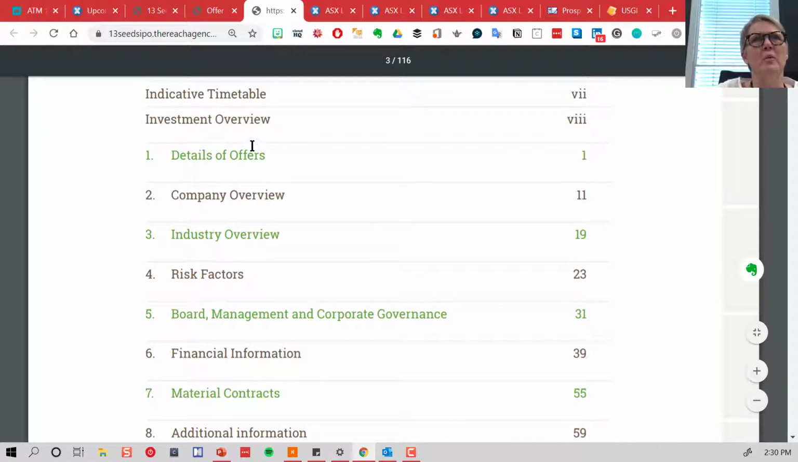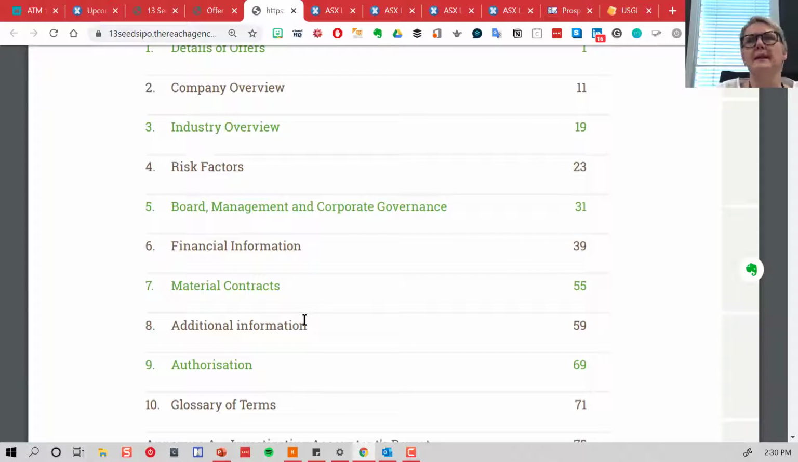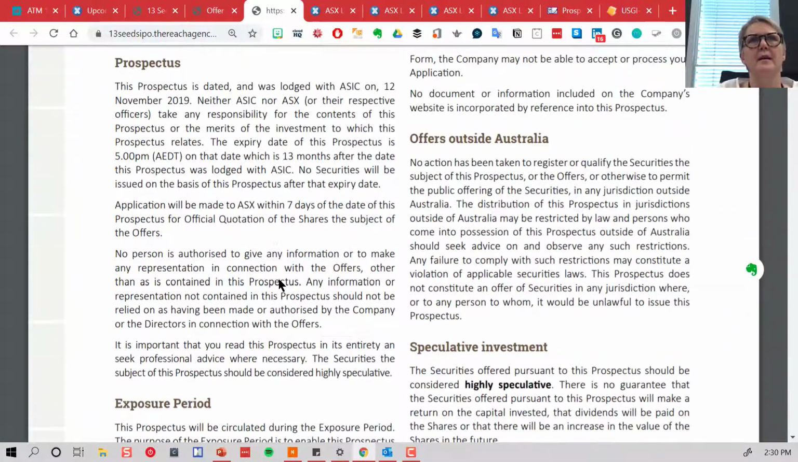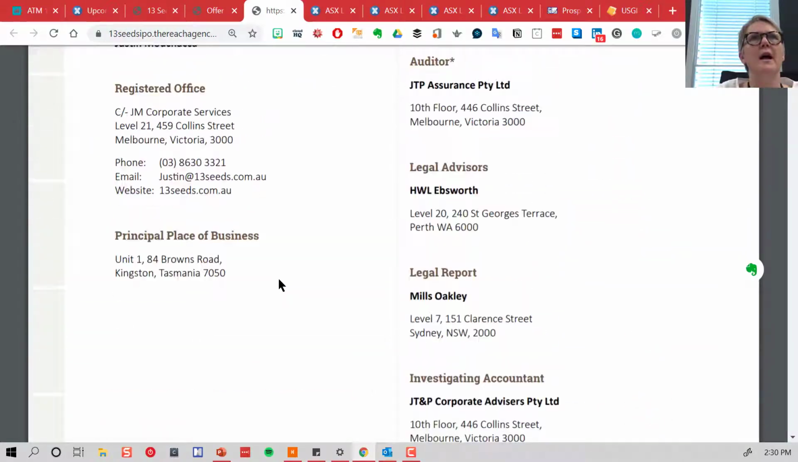What is the offer, or what are the offers in this case? It's going to tell us about the company. It's going to tell us about the industry. It's going to tell us about the risks that are involved, the people who are managing it. It'll give us the financial information. It's going to summarise the material contracts for us. It's going to provide some additional information, but basically it's the set of information that the legislation requires, and then we move from there. So again, let's flick through, see if there's anything interesting.